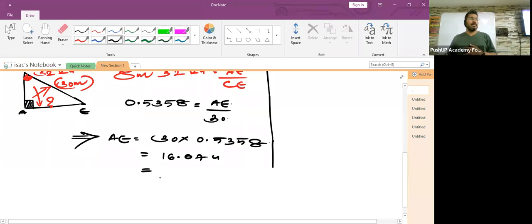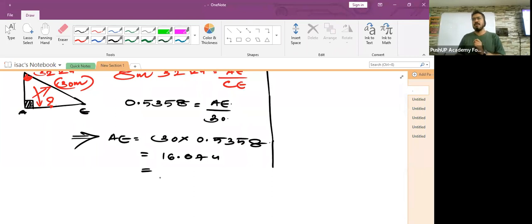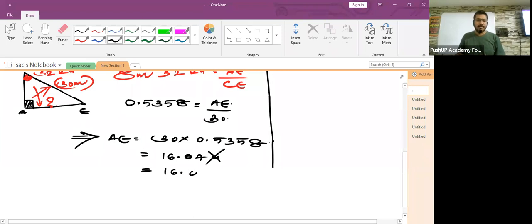Okay, now children, whenever it is meters, after the decimal point, how many decimal places should you put? 2, isn't it? 1 meter is equal to how many centimeters? 100 centimeters. So after the decimal point, you should always place 2 decimal places. So 16.0744, the third digit is less than 5, so you can just leave it as 16.07 meters.